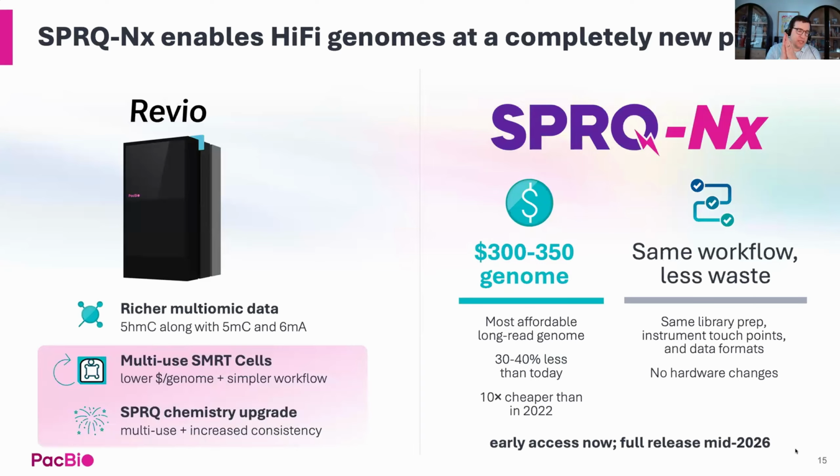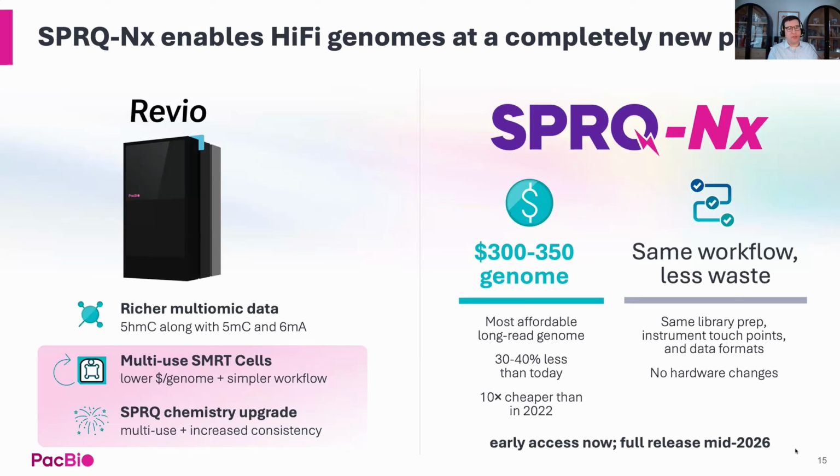So beyond developing this kind of core sequencing chemistry and then the sequencers and the analysis tools for looking at the data, PacBio is also continuing to push on the economic feasibility of using the platform. And most recently, we announced what's called the SPRQ-Nx chemistry. This is a new chemistry for the Revio production scale system that enables multi-use of the SMRT Cell sequencing consumable. And the ability to use this consumable multiple times dramatically drives down the cost of generating a human genome.